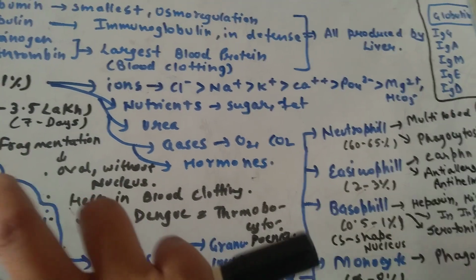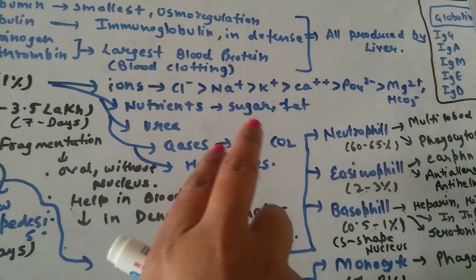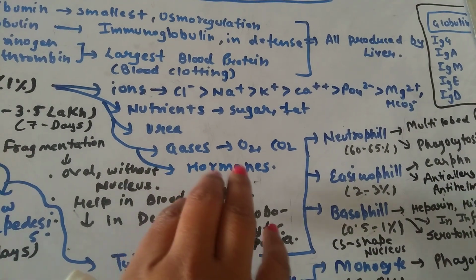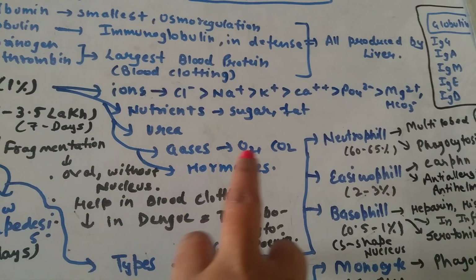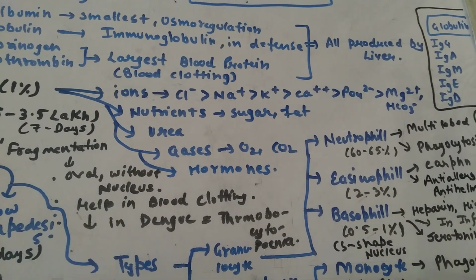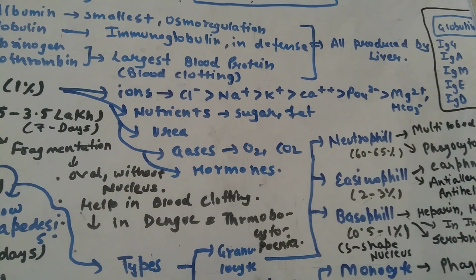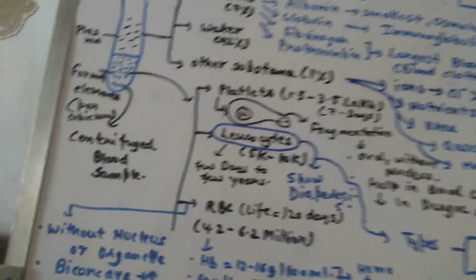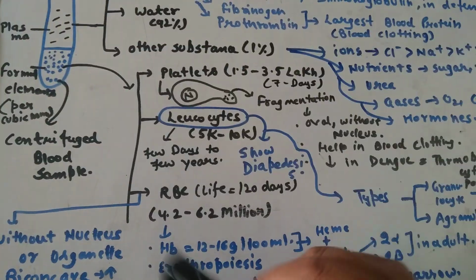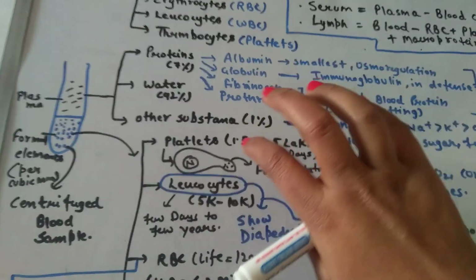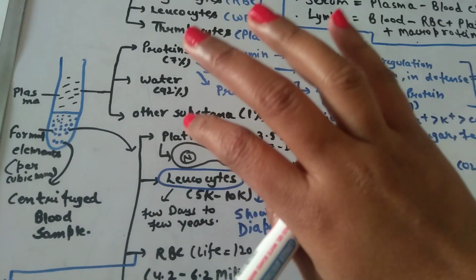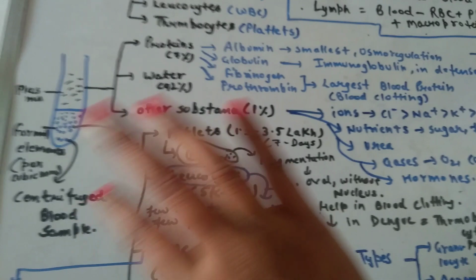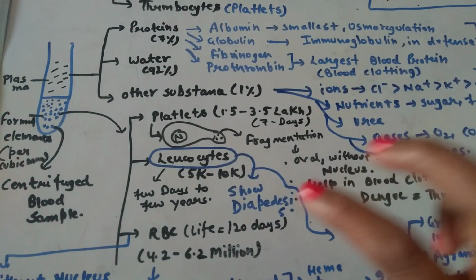present inside the plasma. Nutrients consist of sugar and fat. Urea as a waste product is also present in your plasma. Gases like O2, CO2, and some regulatory substances, for example hormones, are also present. These all are present in your plasma. Okay, now come towards the formed elements. The plasma portion is complete. Plasma consists of three parts: protein, water, and other substances. All these components are complete.